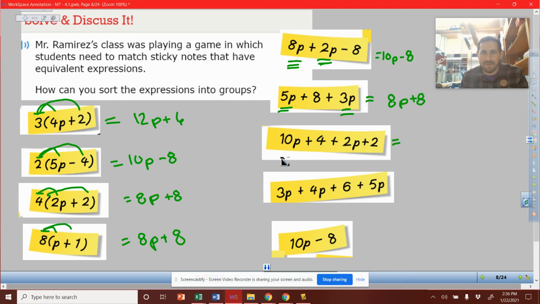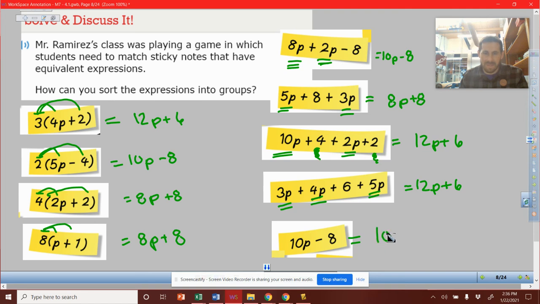And then last here, got some p's, 2p plus 10p. And then I'm going to do a different symbol under these. 4 plus 2 is 6. So we're going to get 12p plus 6. Here we got 3p, 4p, 5p. So 3 plus 4 is 7. 7 plus 5 is 12p's. That 6 has nobody to buddy up with.